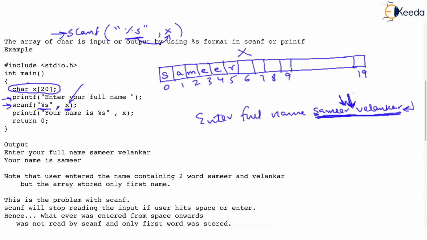Suppose you give a space, then it means that scanf is finished. scanf is not going to listen to anything anymore if you have given a space. So what you did as a user, you gave a space and then VELANKAR, but the space and VELANKAR and even the enter were not read by scanf, because scanf immediately terminates taking the input. It will stop taking the input if the user hits a space or enter, whichever is given early. So scanf says: I have read the first word Samir and then I got a space, so I am going to stop listening now.